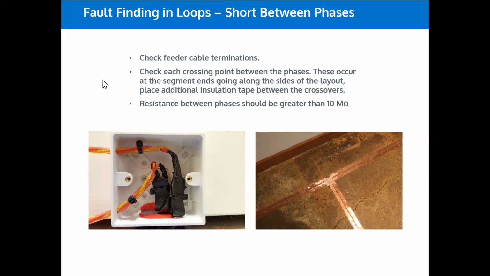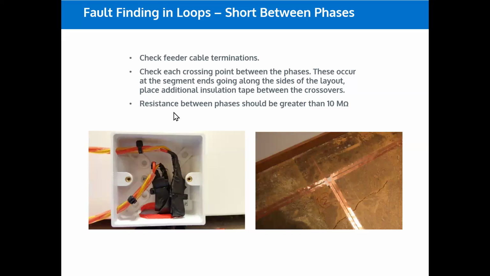So moving on from that, the next problem that we have is short between phases. So again, the easy quick checks that you can do is to check your feeder cable terminations. So here's your termination here. There may be a possibility that these are shorting out for whatever reason. And then another point to check is where the primary and secondary loops cross over. Maybe the insulation has been compromised and it's causing them to short.